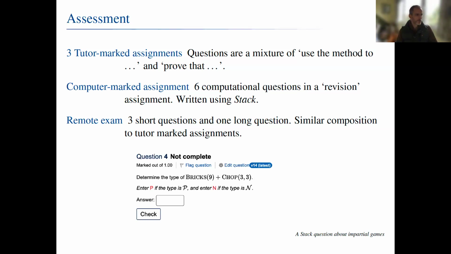Of course, the use-the-method ones are easier, and that tends to give people a reasonable number of marks. But then, of course, you can use the more rigorous questions to distinguish between the stronger students.